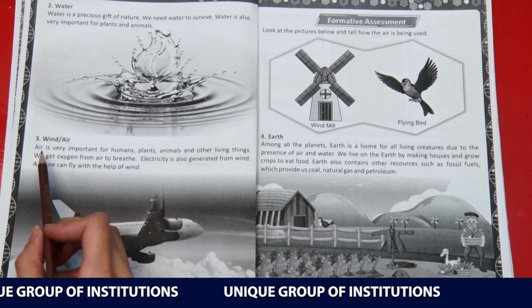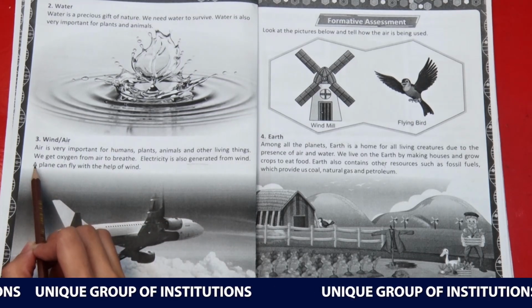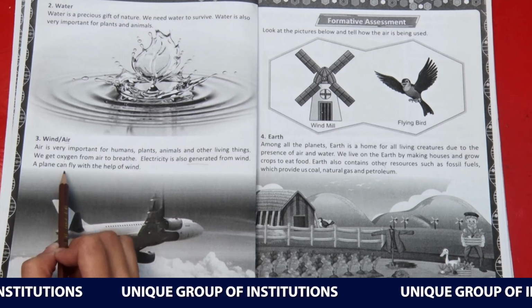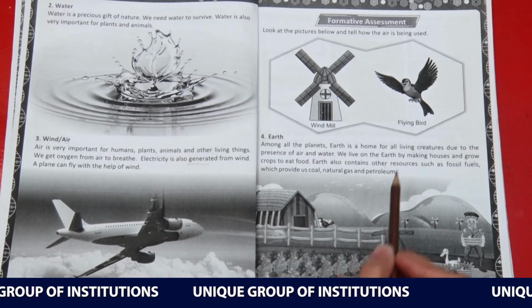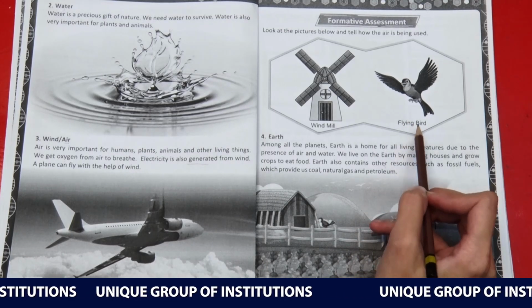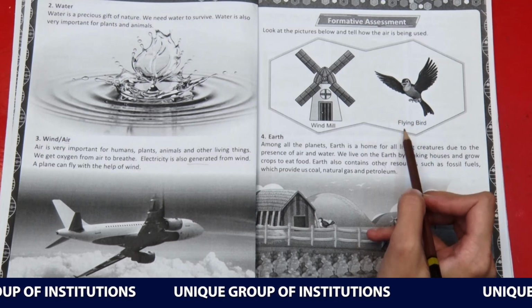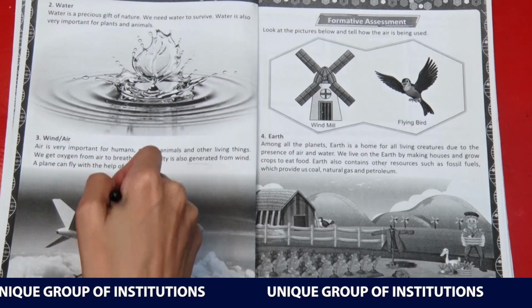Now moving back to page number 3, we will say a plane can fly with the help of wind. How does this happen? Just like a flying bird. Moving on to page 4, we have the picture of a flying bird. Just like a bird moves in the air, in the same way the air makes the plane move.